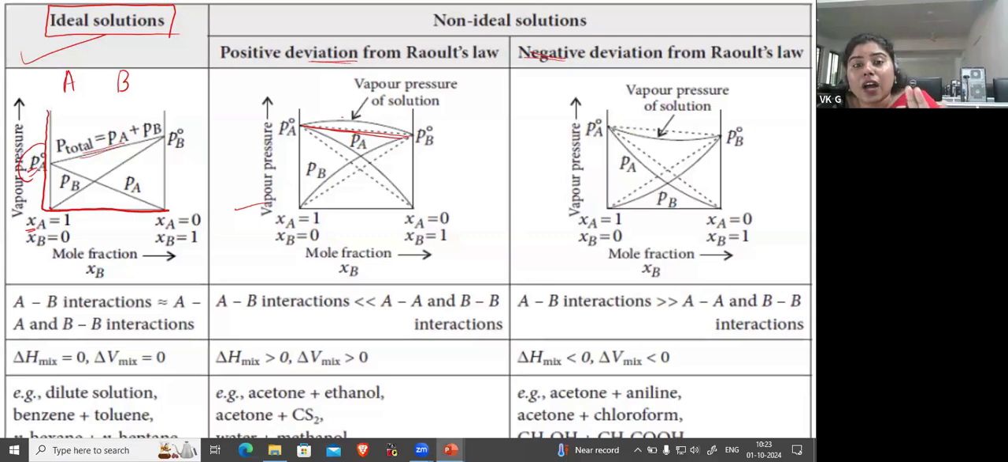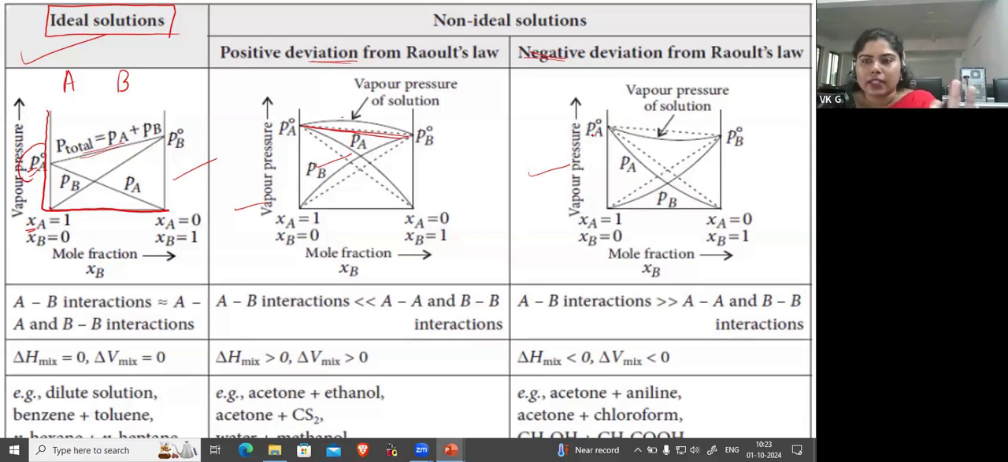Which one has decreased, which one has increased, which one is equal. What does that mean? Whether the vapor pressure has increased, decreased, or remains the same. So mainly, what does our Raoult's law talk about? It is all about vapor pressure with respect to mole fraction. If vapor pressure increases, you call it positive deviation. If vapor pressure decreases, you call it negative deviation.